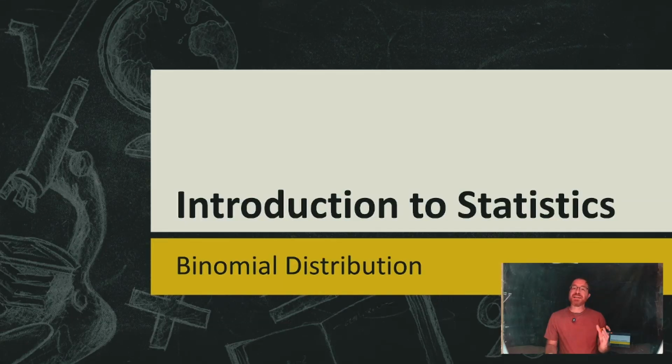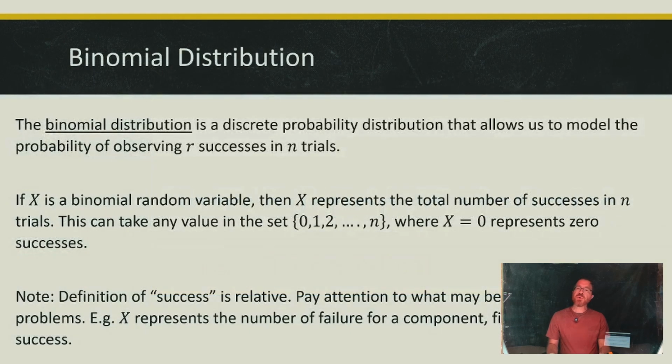Hello everyone. In 4.2, we're going to be looking at a particular discrete probability distribution called a binomial probability distribution. A binomial probability distribution is a discrete probability distribution that allows us to model the probability of observing some R number of successes in N trials. So if X, which remember capital X represents our random variable, is a binomial random variable, then X represents the total number of successes out of the N trials.